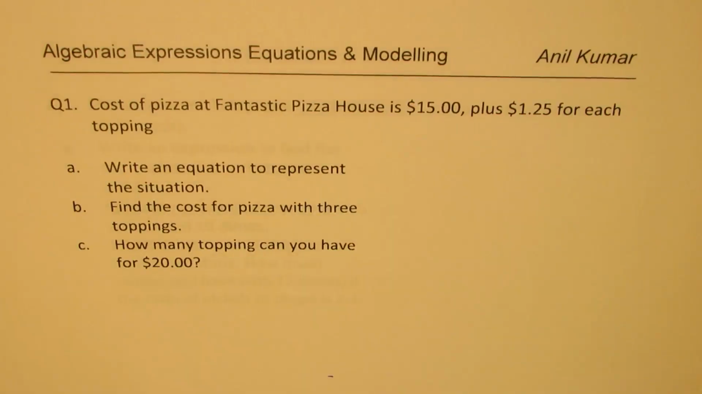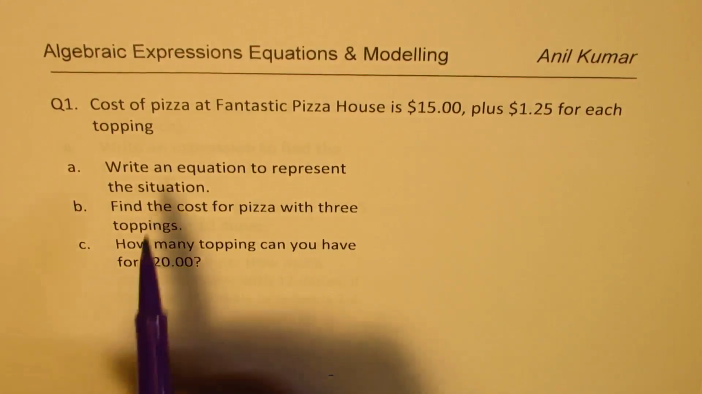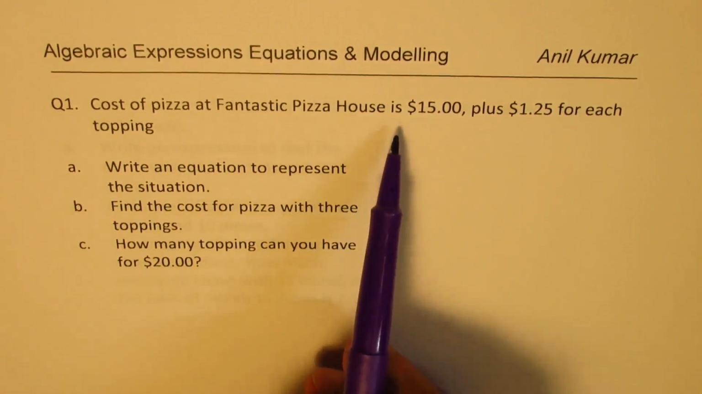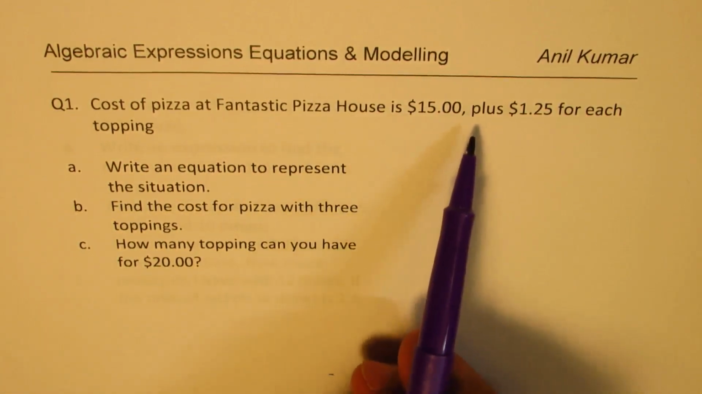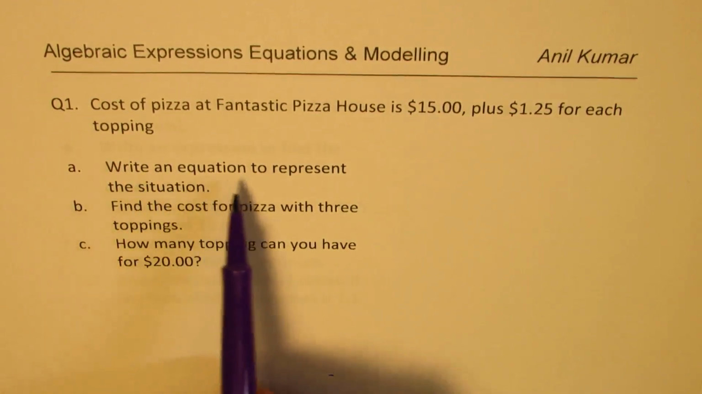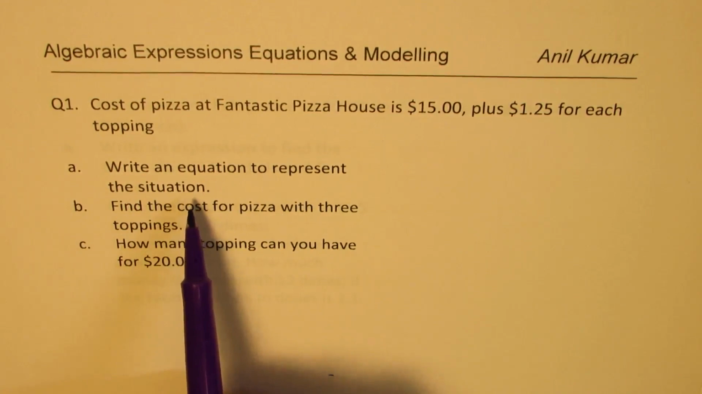I hope you enjoyed the break. It's really beautiful outside. And with a fresh mind, now let us take up practice test questions on algebraic expressions, equations, and modeling. Question number 1 here is, cost of pizza at Fantastic Pizza House is $15 plus $1.25 for each topping. Write an equation to represent the situation, right?